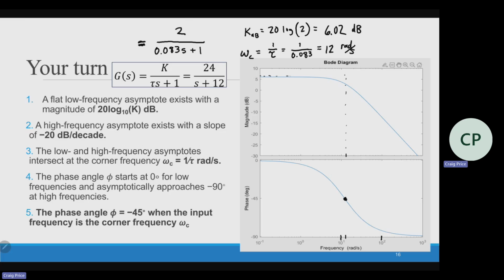That's also where these two lines meet. So this is our corner frequency of 12. So just be careful with log scales. It's not 10, 11, 12, right? This is 10, 20, 30, 40. They're not nice, even breaks. So 12 gets almost halfway between 10 and 20 on the log scale. That's how we can kind of double check ourselves.